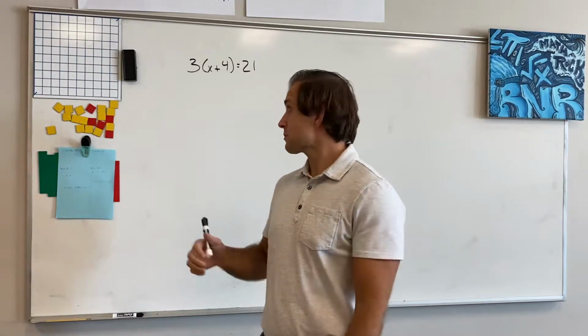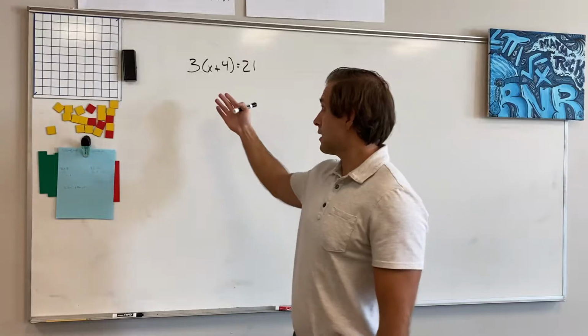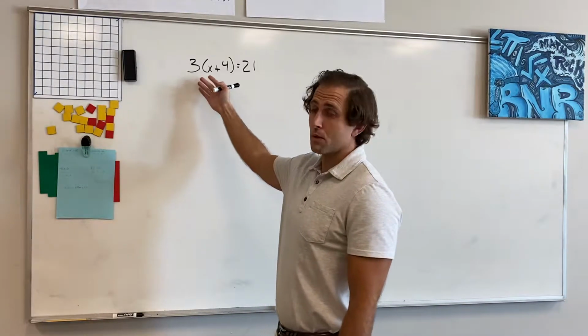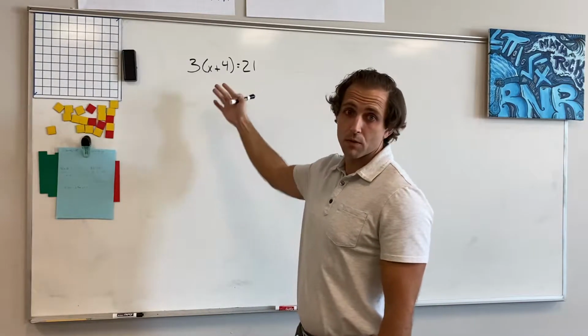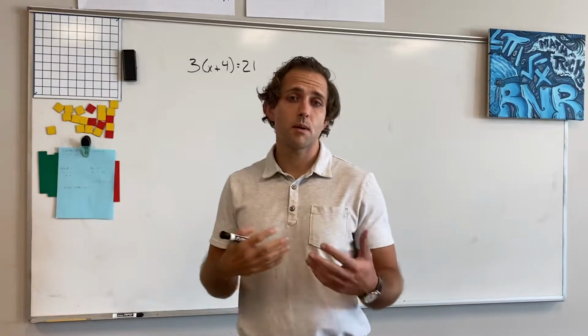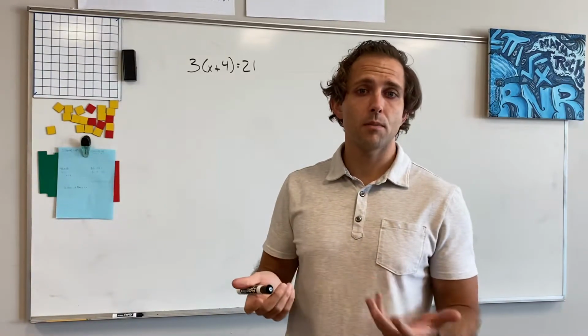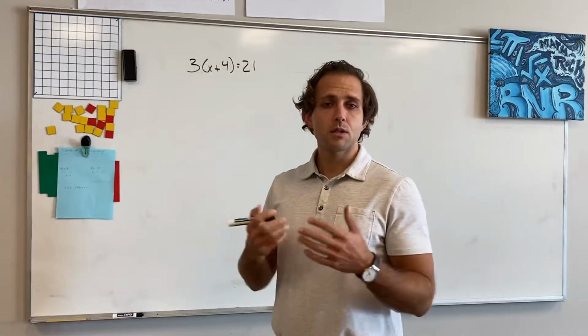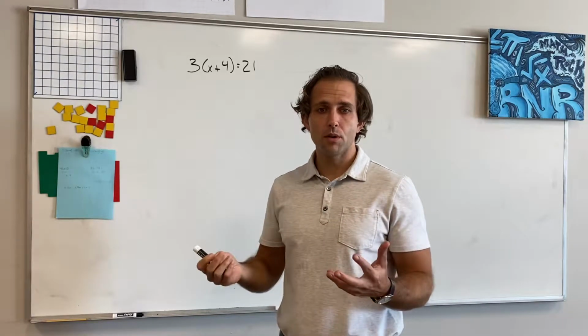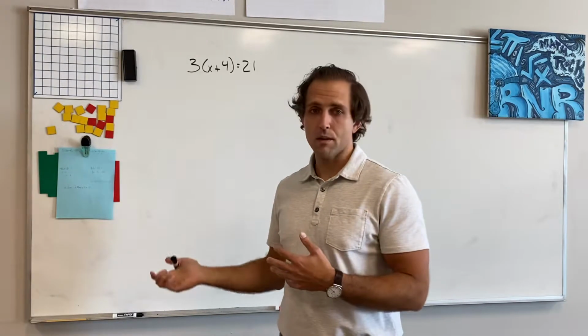Today I'm going to be talking about solving equations that involve the distributive property. So in this case, we've got an equation that has a factor of 3 multiplied times the quantity of x plus 4. So we need to talk about what our strategies are for how we might solve a problem like this. And there's really 2 ways to go about it. I'm going to show you both, and I'm going to show you several different examples.